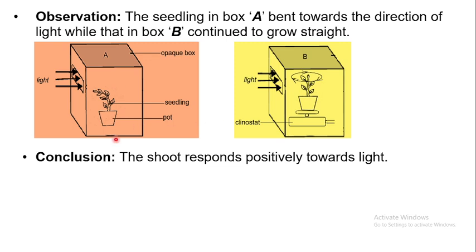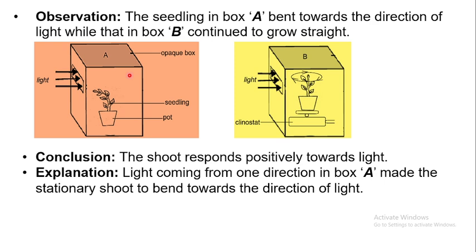So in this case, in A, the shoot is actually responding positively, it's bending towards light as the result of an unequal distribution of auxins. The auxins in this region are making this part grow faster than this region here. As a result, the plant is going to bend towards light, which is called phototropism.